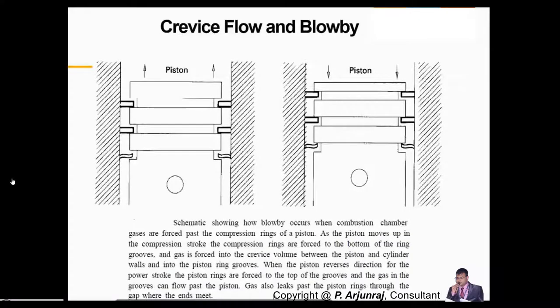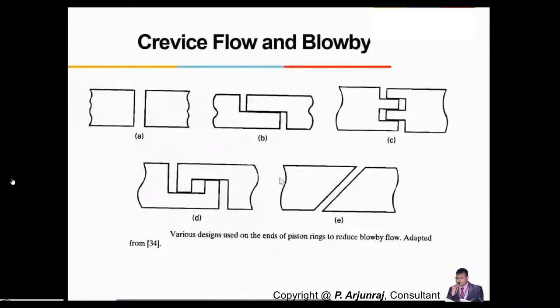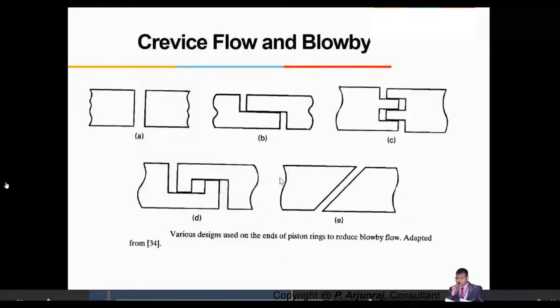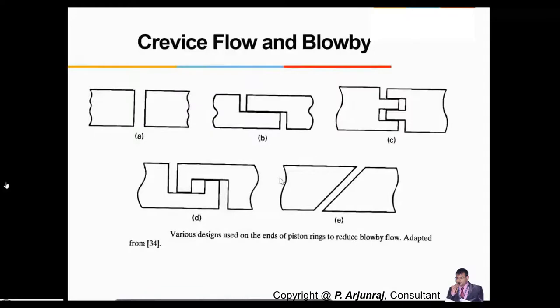So it's always important to design the combustion chamber considering less blow-by, providing proper crevices to the wall so that the flow will be uniform and you can arrest the blow-by. All this explanation is again given in chapter number 6 in a book called the Heywood book. You can look into it. We have various designs used on the end of the piston to reduce the blow-by using different devices.